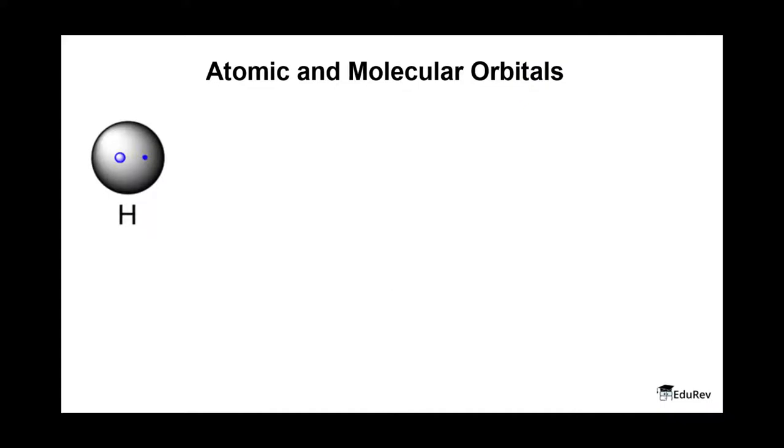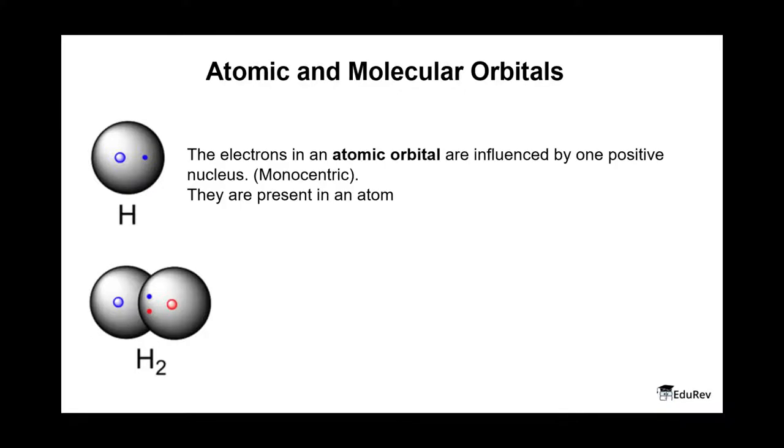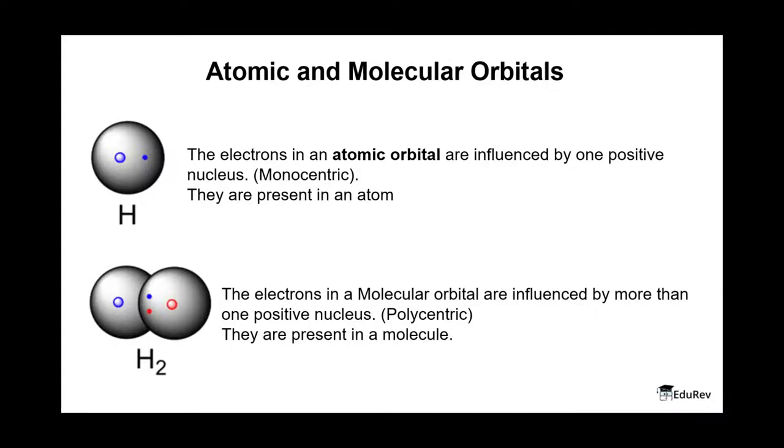To be very simple, atomic orbitals and molecular orbitals differ by the fact that atomic orbitals are associated with an atom, whereas molecular orbitals are associated with a molecule. To be more precise, electrons in an atomic orbital are influenced by only one positive charge, which is the nucleus, and that is why they are called monocentric, whereas in molecular orbitals, the electrons are influenced by not one, but more than one positive nucleus depending upon the molecularity of that particular molecule, and that is why they are called polycentric.